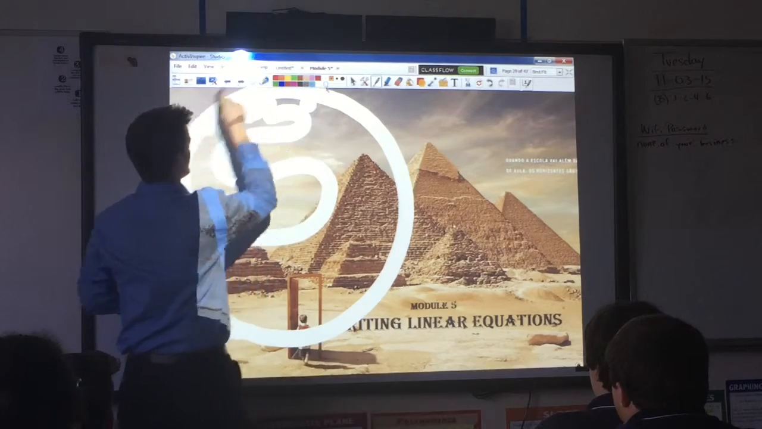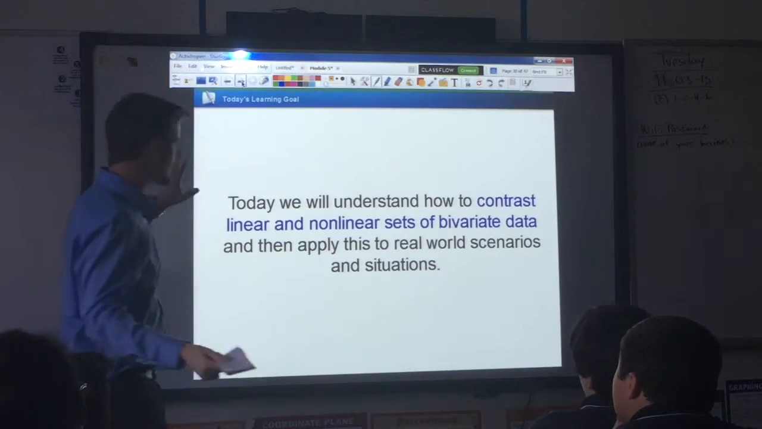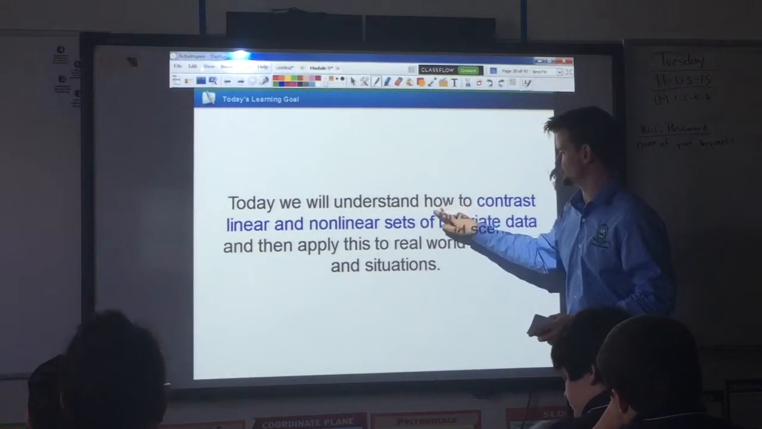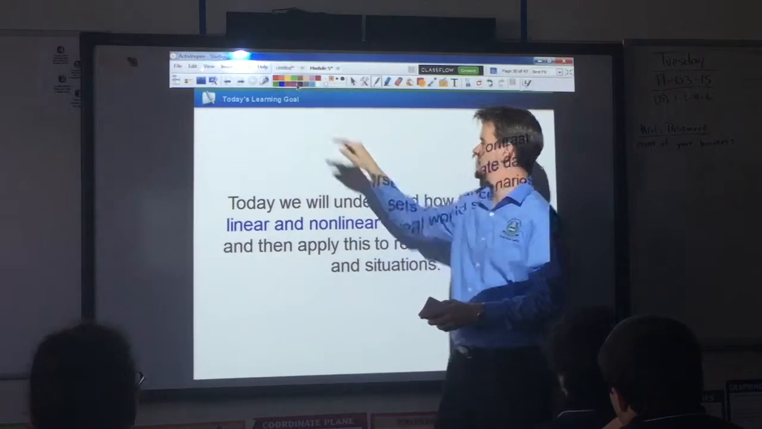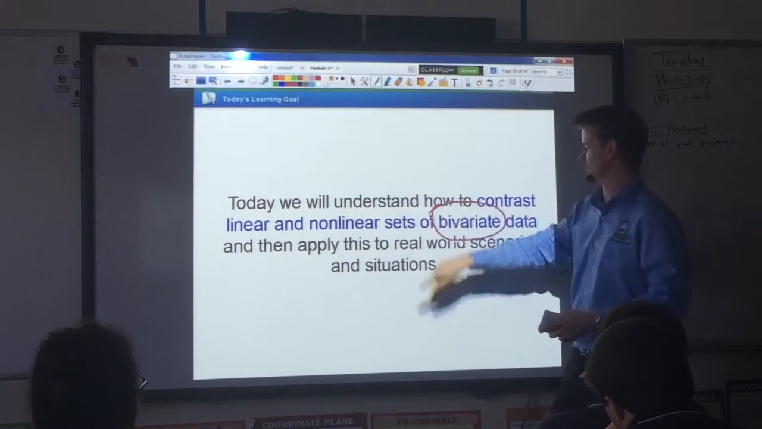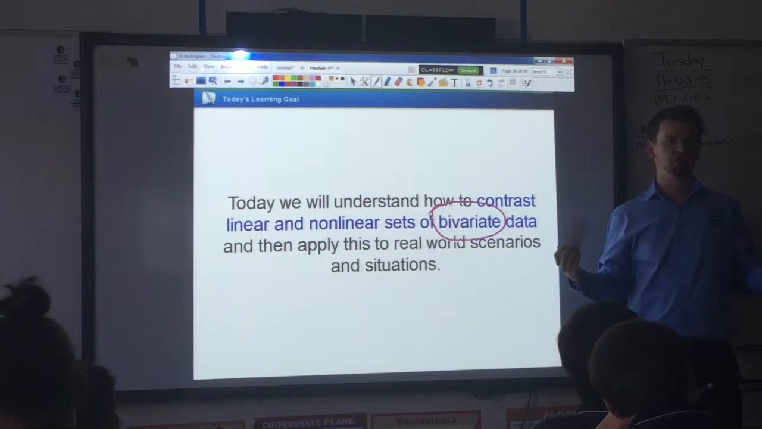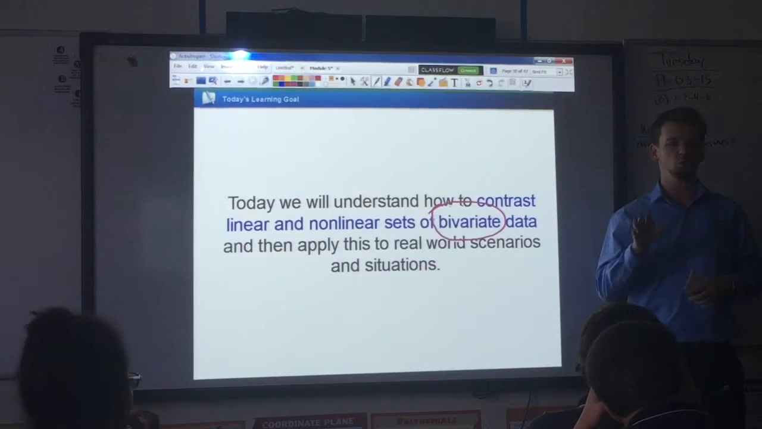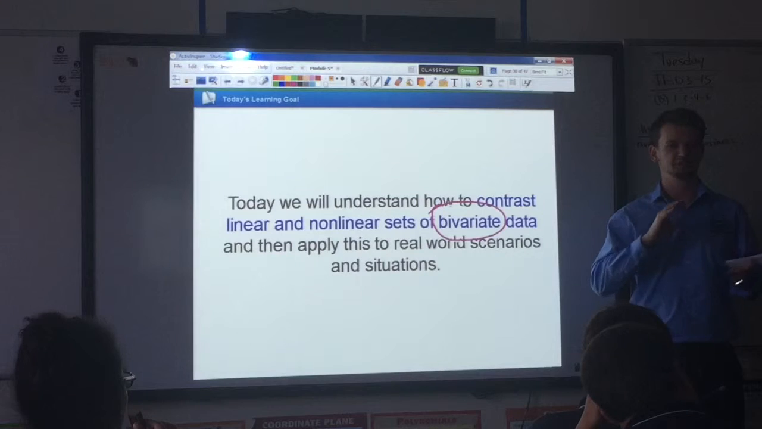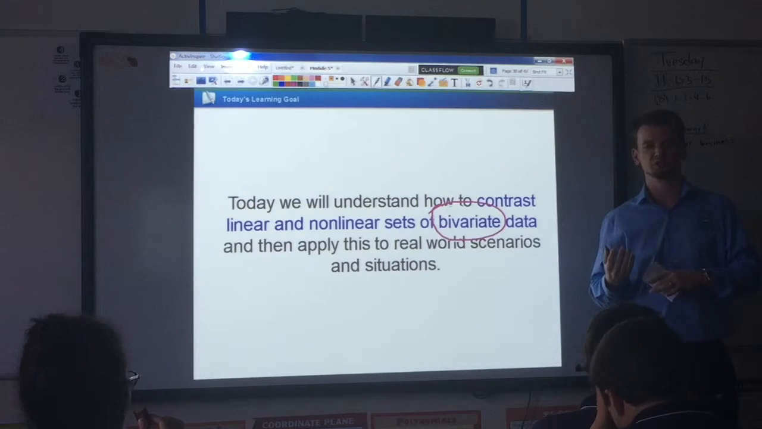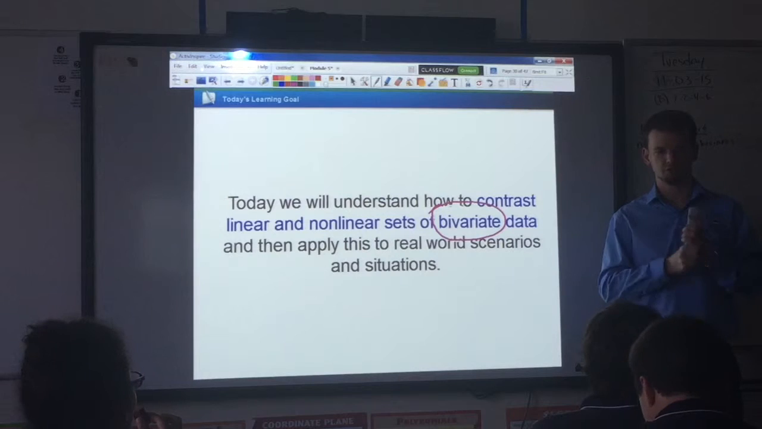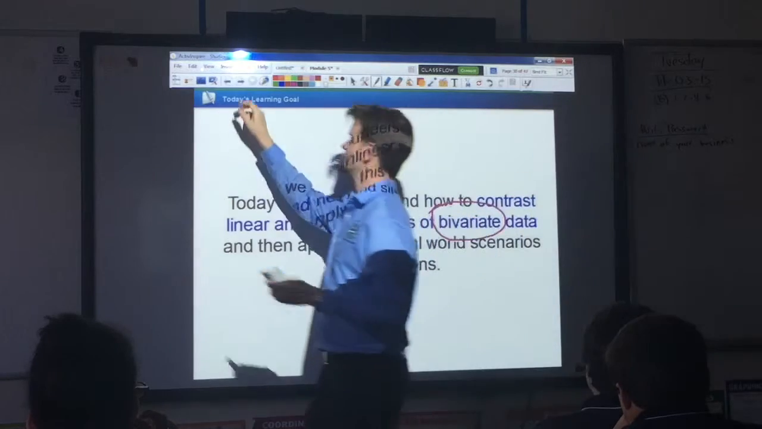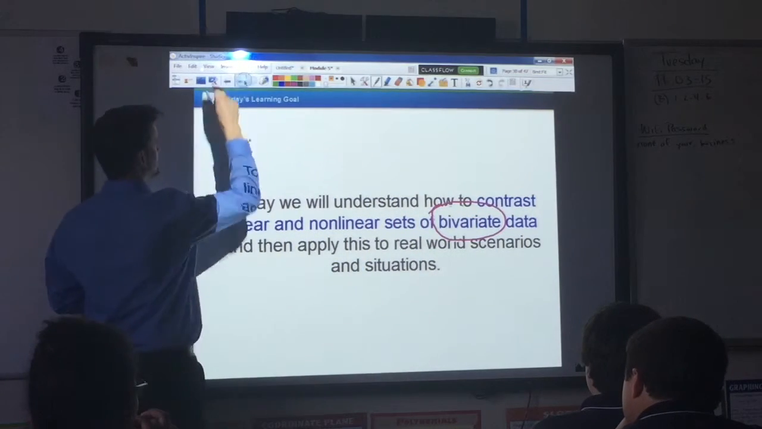All right, so today we will understand how to contrast linear and nonlinear sets of bivariate data. Now that's a new big word there, but don't let it throw you off. That simply means we're talking about data that contains two variables, which is something that we've been dealing with all along. We've always been dealing with the coordinate plane. We've always had a y and an x. Now we're just going to contrast what makes something linear, what makes something nonlinear. And the good thing is you already know how to do most of it. Then once we do that, we'll apply this to real-world situations and scenarios.